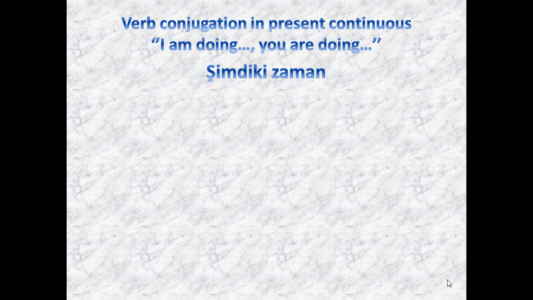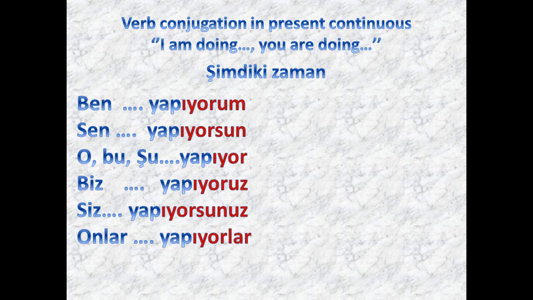Okay, on present continuous, we are going to have the meaning of like I am doing, you are doing, and so on. So I'm going to read them once, then I'm going to translate one by one. Ben yapıyorum. Sen yapıyorsun. O yapıyor. Biz yapıyoruz. Siz yapıyorsunuz. Onlar yapıyorlar.